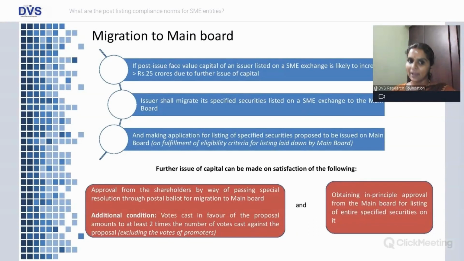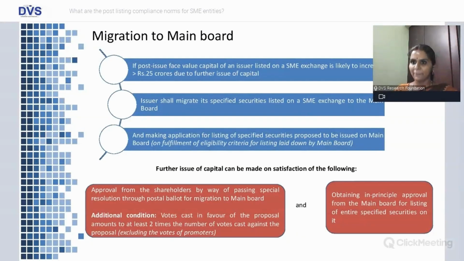Migration to main board. As we are aware, if the threshold is likely to increase, and the capital post issue is going to increase beyond 25 crores due to various issues that you are revolving, then you shall migrate to the main board. Of course, you have to comply with all the norms under main board regulation, which is your overall ICDR in line with the specific type of issue which you are going to do, and you will comply with all the obligations and the disclosure norms as specified in your LODR as well for a main board.